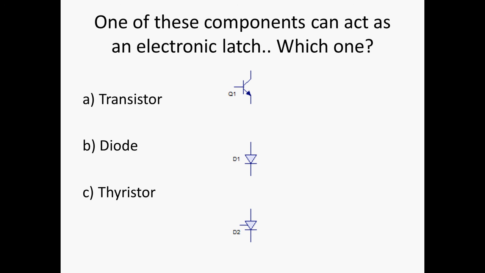Which one's the latch? You decide. That would be C, the thyristor. That's the symbol for the thyristor. Anode, cathode, gate while we're here. Anode, cathode, collector, base, emitter.